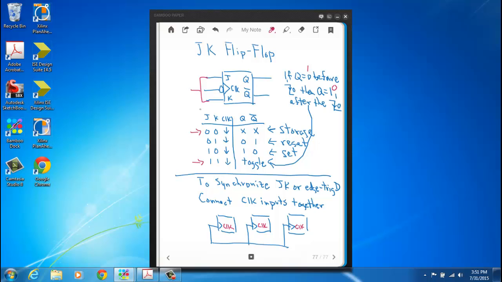So when I connect J and K together like this, and a lot of times when they're connected together, they're called the T input, I'm either storing data or I'm toggling. So if I connect all the clock inputs together and all the JK inputs are 1, let's say, they're all going to be toggling at the same time. Or if I connect these JKs together, call it the T input.